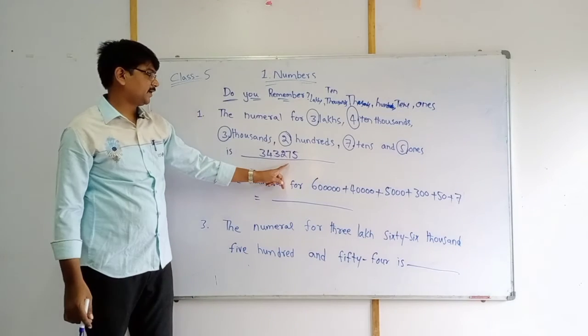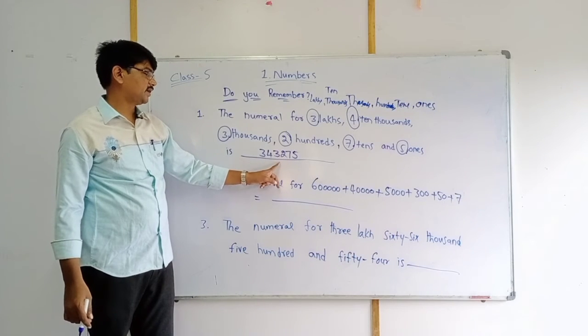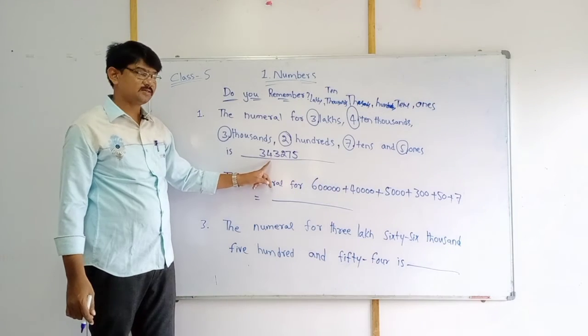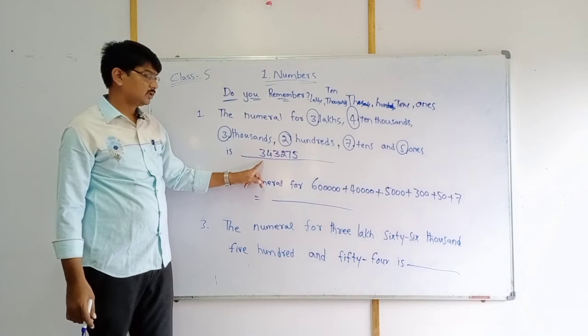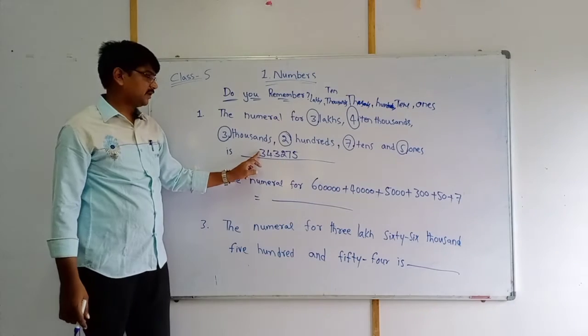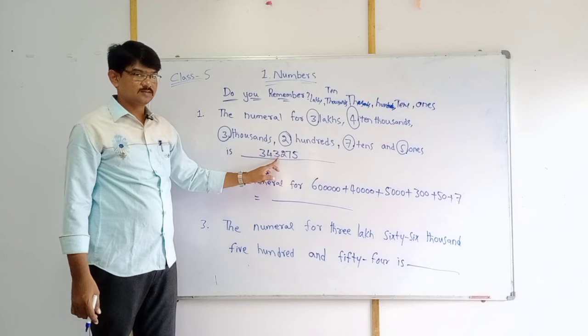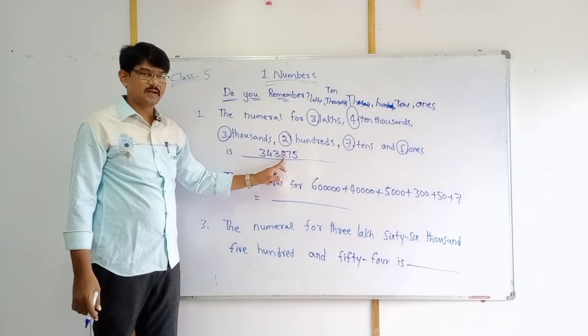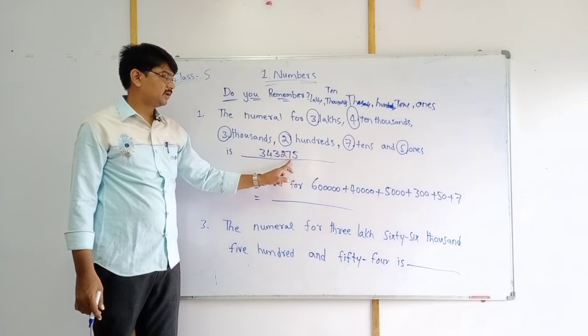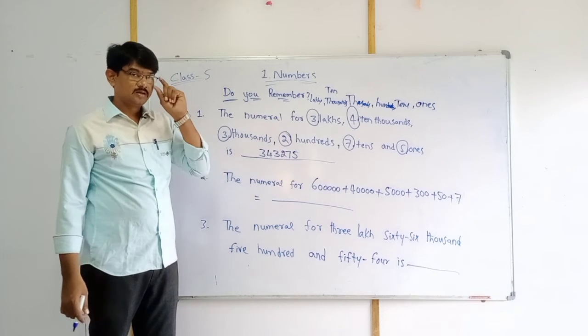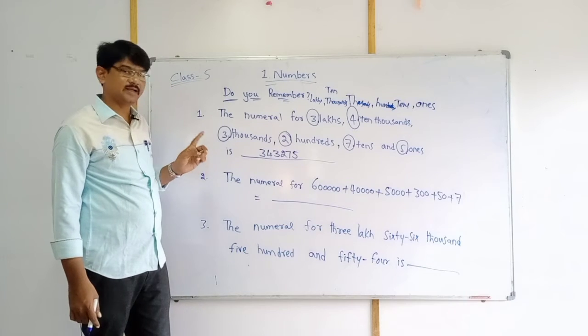Ones, tens, hundreds, thousands, 10,000s, lakhs. 3 lakh 43,275 is the number. Okay, clear?